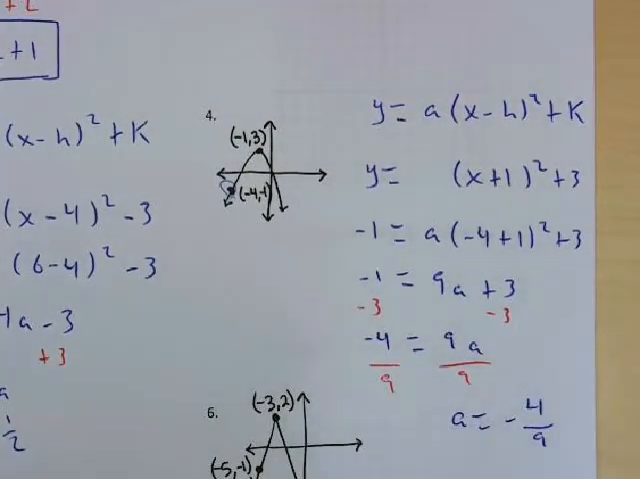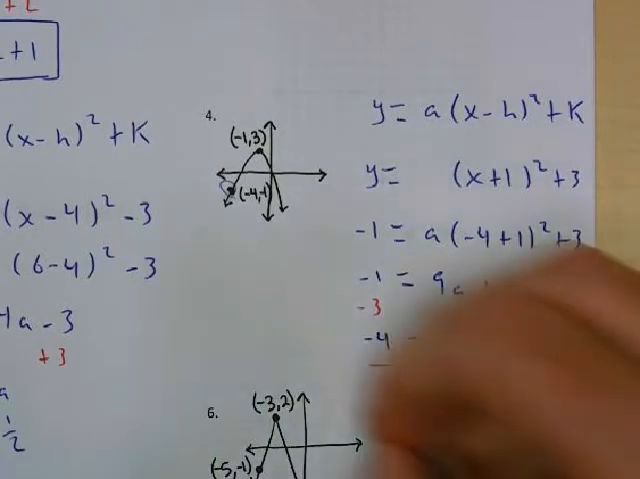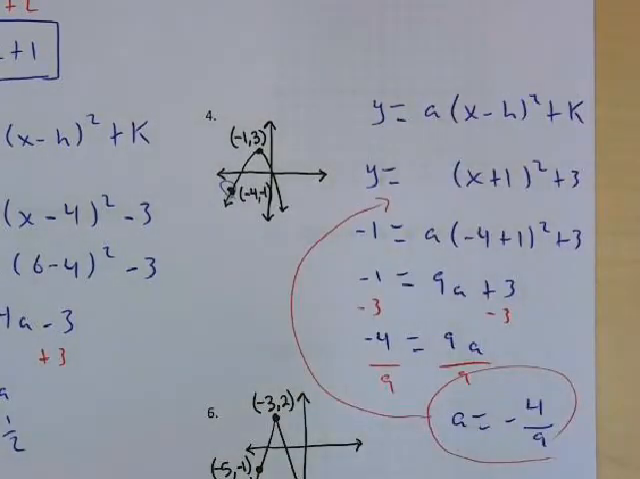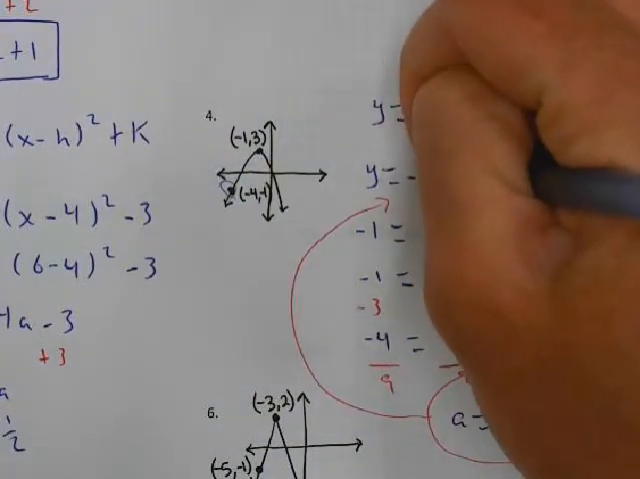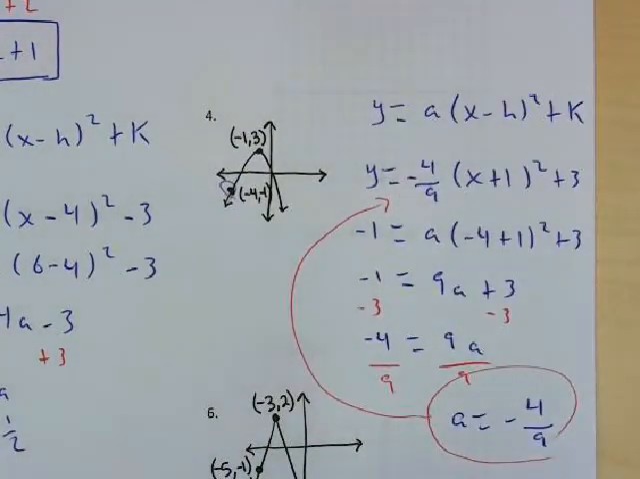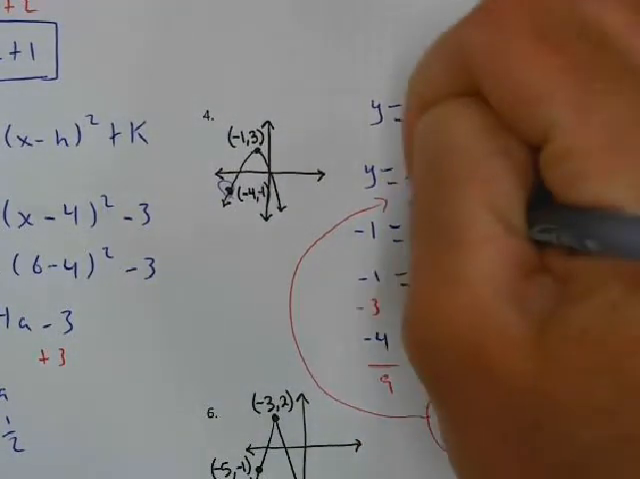Okay. All right, and then now that we know what a is, we can plug that into our equation up here, and we get our final equation of y equals -4/9 times x plus 1 quantity squared plus 3. So here's our final equation.